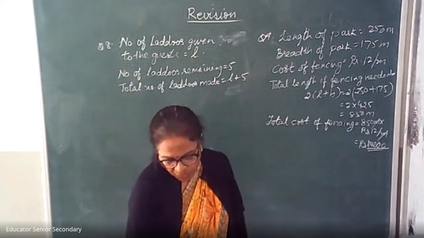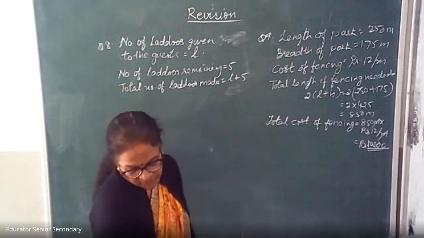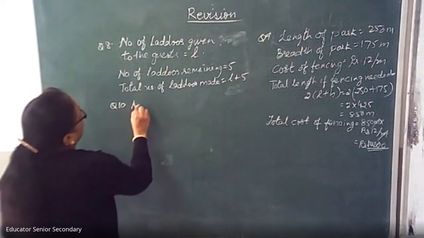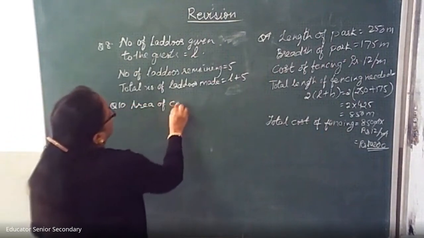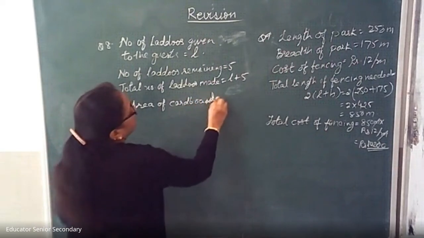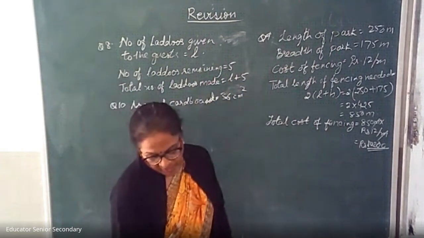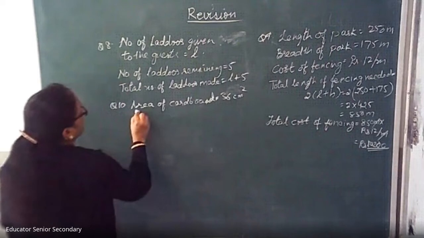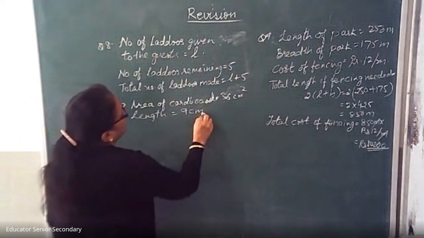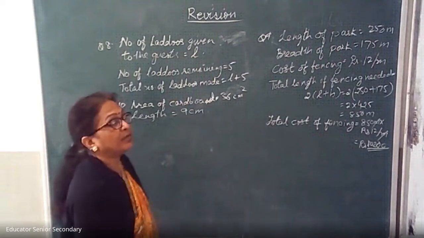Then coming to one more question which says, the area of a rectangular piece of cardboard is 36 centimeter square. Area of cardboard is given to you as 36 centimeter square. And its length is 9 centimeter. What is the width of the cardboard? And find the perimeter also.